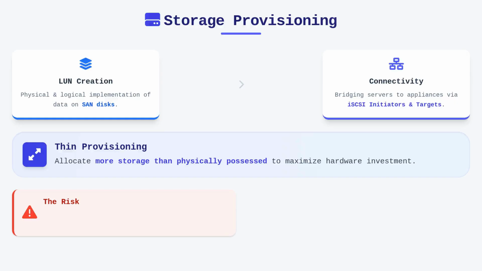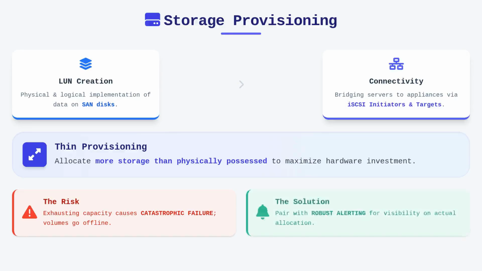If you over-provision the underlying storage and the capacity is exhausted, the volumes will go offline, causing catastrophic failure. You must pair thin provisioning with robust alerting to maintain visibility into your actual allocation versus physical capacity.